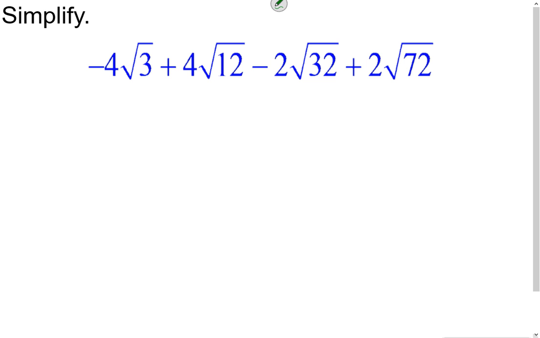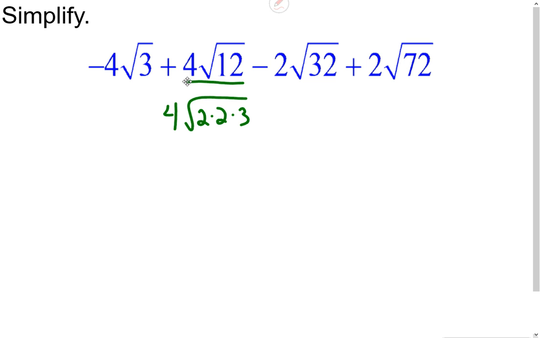I look at this first one, the negative 4 root 3. Nothing to simplify there. The square root of 3 is as simplified as it's going to get. But when I get to the 4 root 12, that one I can simplify. So I have my 4, and then I'm going to break the 12 down or factor it. The factors of 12 will be 2 times 2 times 3.